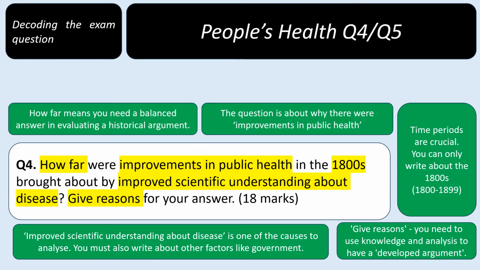Time periods are crucial. You can only write about the 1800s, so it's 1800 to 1899. Improved scientific understanding about disease is one of the causes to analyse, so you must write about other factors such as government, for example. Now you might have a couple of key arguments around improved scientific understanding, so you might have one paragraph on one particular scientific understanding, like the germ theory, and then another key argument about a different example, like John Snow's Broad Street cholera epidemic, for example. Give reasons means you need to use knowledge and analysis to have a developed argument.